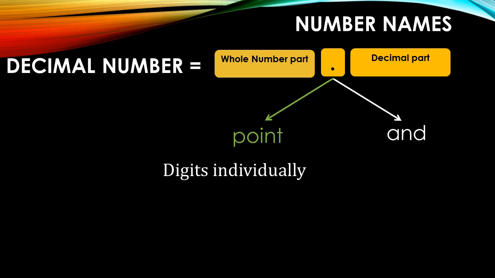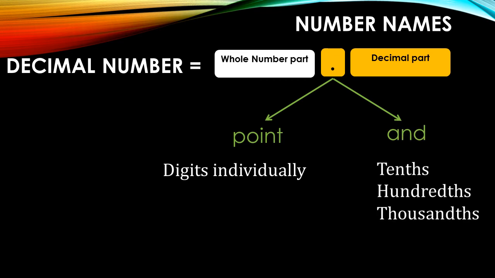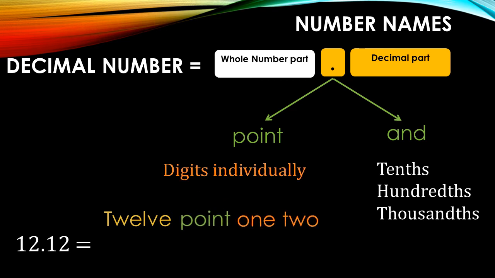Now in the second way, let's see how to read with and. Here also, read the whole number part as it is. Then read and. After and, we read the decimal part as tenths, hundredths or thousandths. See the example. By the first way, we read it as 12.12. By the second way, we read it as 12 and 12 hundredths.